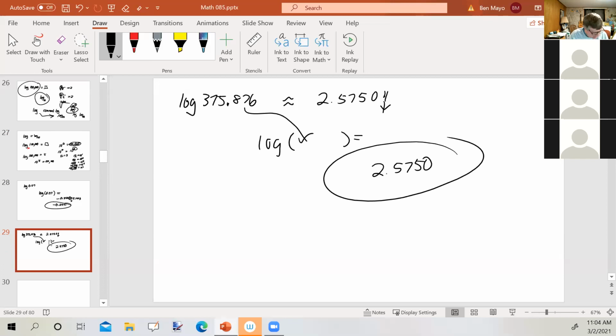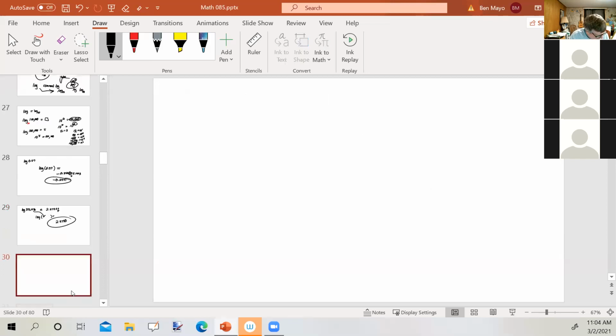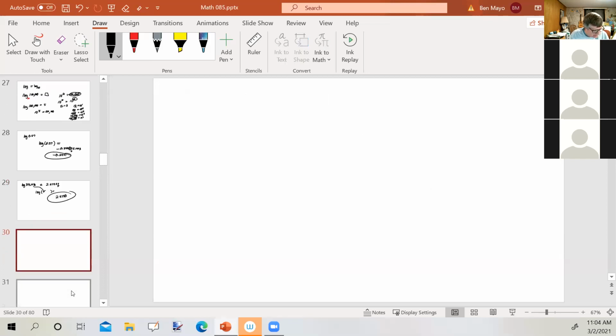Okay, now it says use a calculator to solve each equation. Round answers to 4 decimal places. This says log of x equals 2.8945. So what's implied that's not written in this equation?